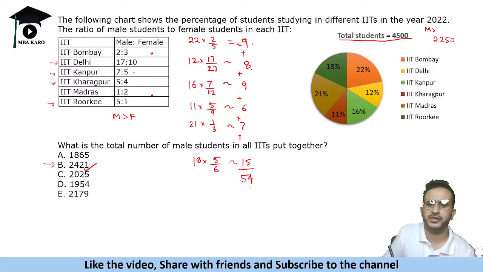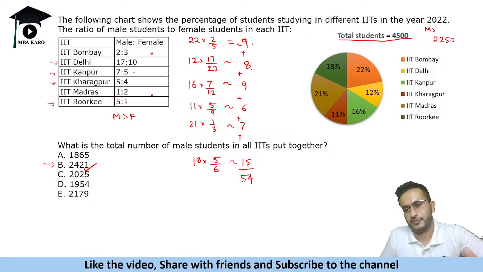So 54, अगर मान लो ये 53 भी आया था, हमने कोई exact calculation नहीं किया, even then in that case it would still be more than half.